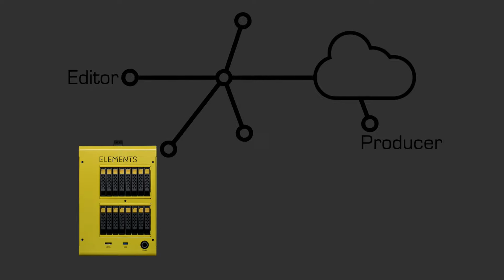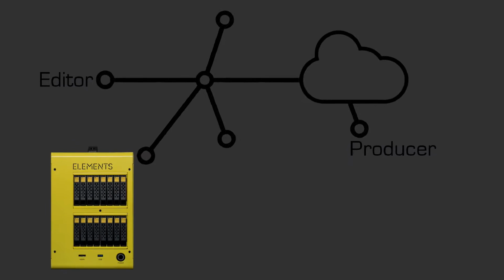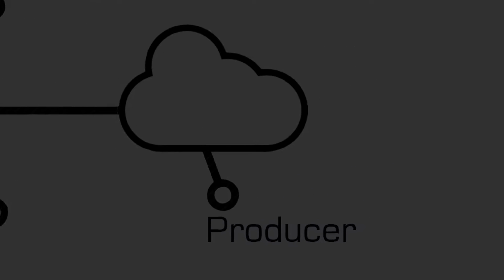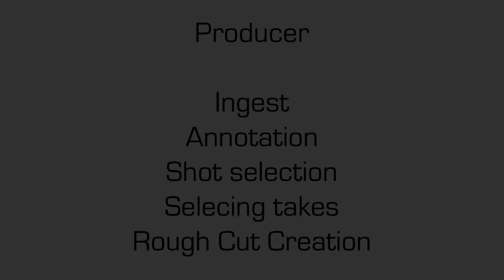The producer on this project will access the Elements Cube from the cloud, and the editor will access the cube on his Premiere workstation on the facility network. In the first phase of the workflow, the producer will ingest media assets, annotate them, mark up selected takes, and assemble a rough cut for development downstream.